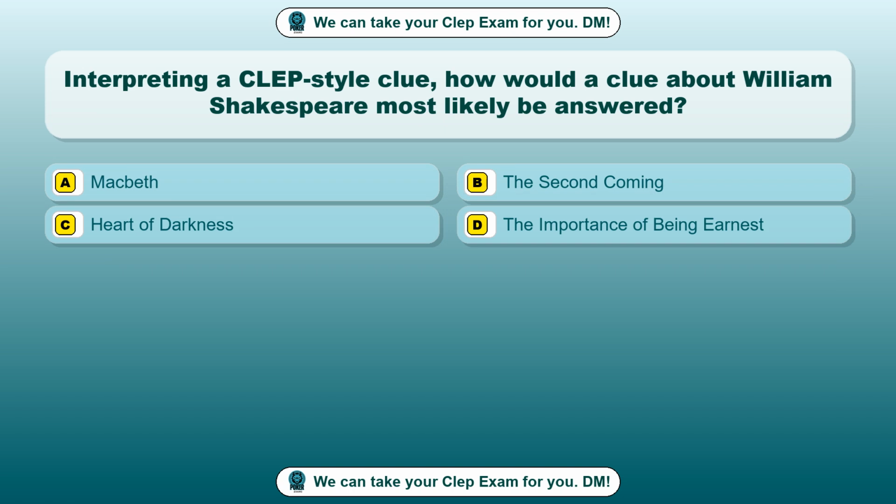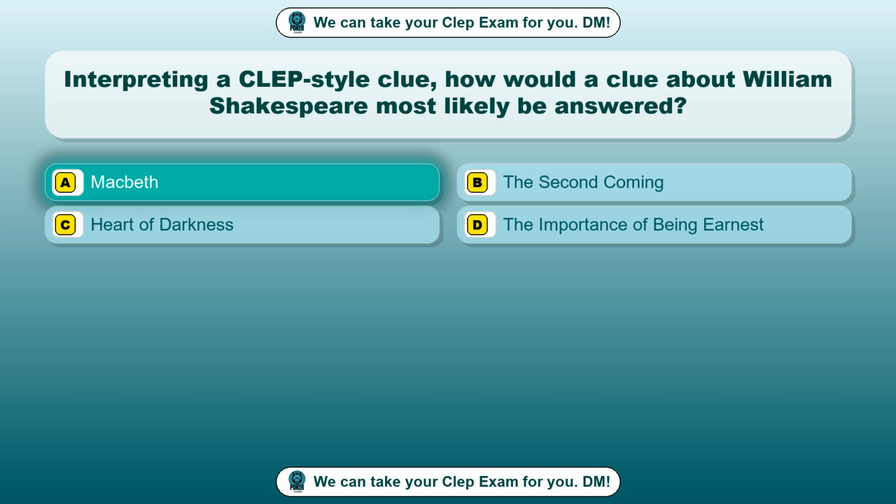Question 23. Interpreting a CLEP-style clue, how would a clue about William Shakespeare most likely be answered? Option A, Macbeth. Option B, The Second Coming. Option C, Heart of Darkness. Option D, The Importance of Being Earnest. The correct answer is option A, Macbeth.